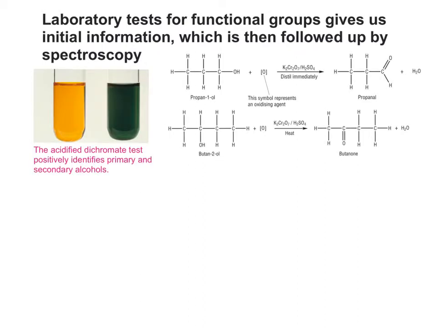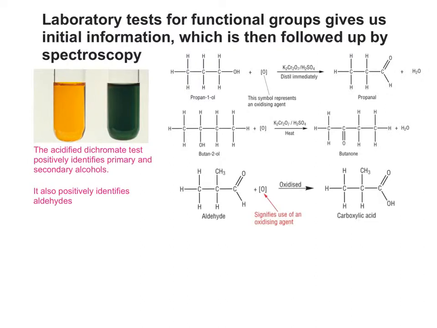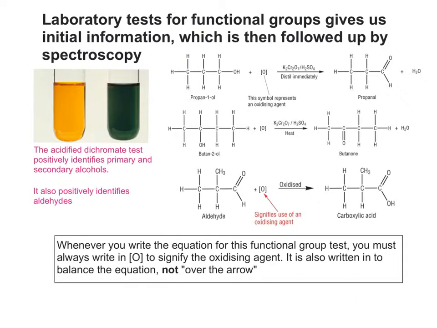So if we were to look at the acidified dichromate test, that identifies primary and secondary alcohols, as you can see from the equation. It also positively identifies aldehydes. So whenever you write the equation for this functional group test, you must always write in oxygen as an O, capital O in square brackets, to show the oxidizing agent. It's also written in to balance the equation, so it's actually one of the reactants. So it's not written over the arrow like some people do.